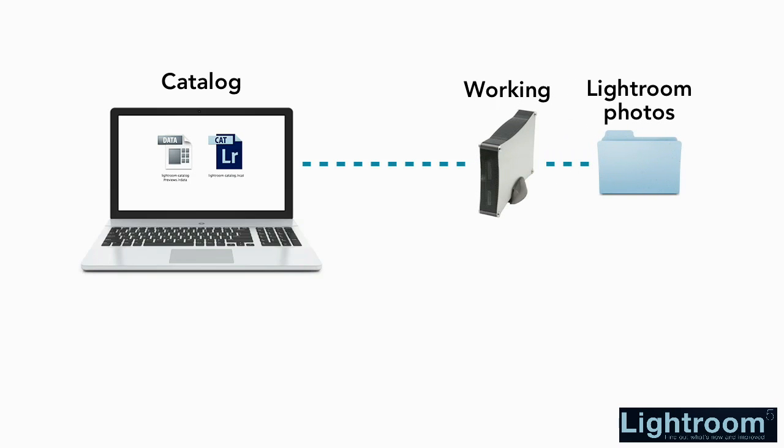The setup that I prefer in my office is to leave the catalog files on the computer and put my photos on a large, fast external drive, represented in this diagram by this drive, which I call the working drive. This is where you'll leave the photos as you work on them in Lightroom. This setup gives me plenty of room to grow my collection of photos and videos on the working drive, and my catalog hums right along on the computer.